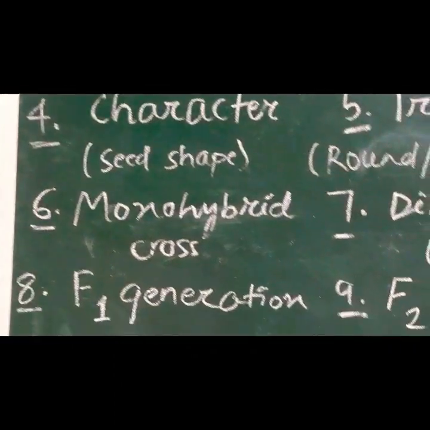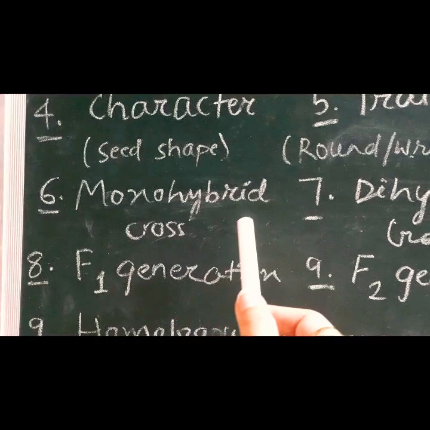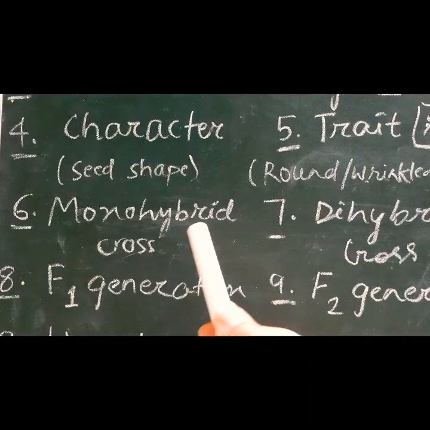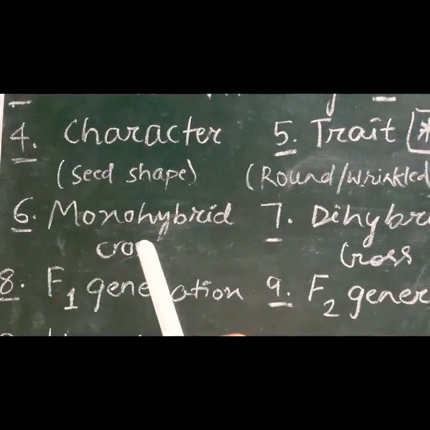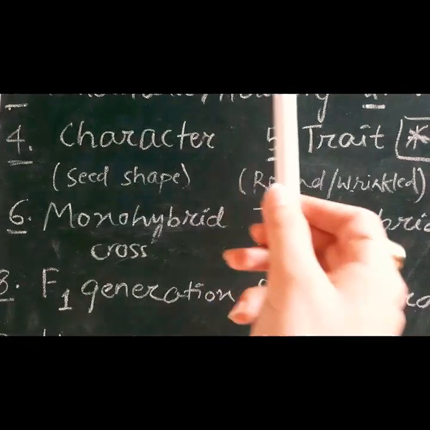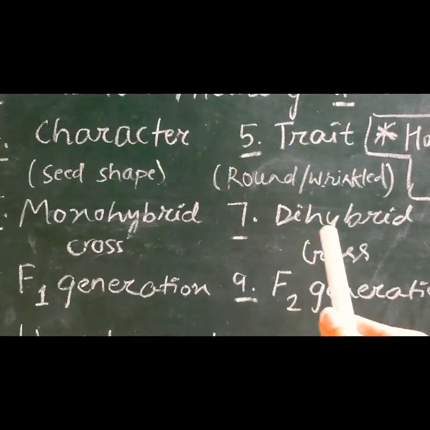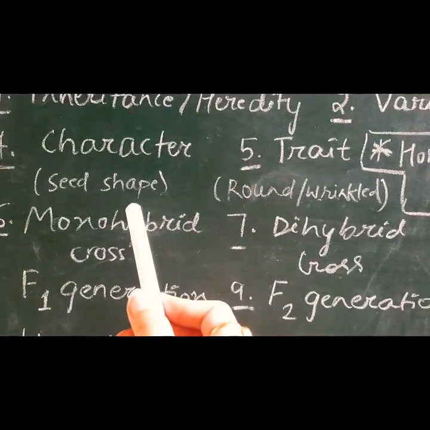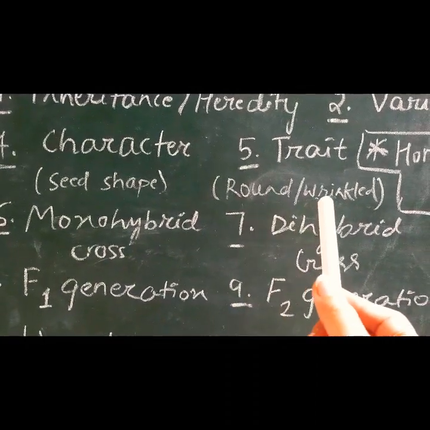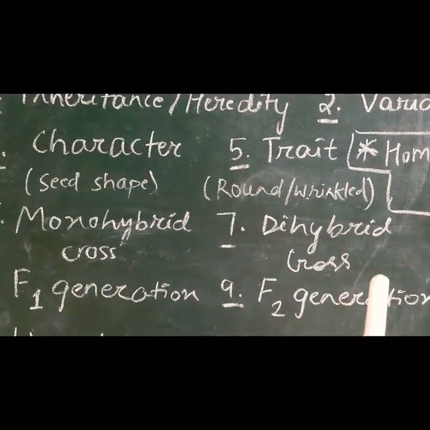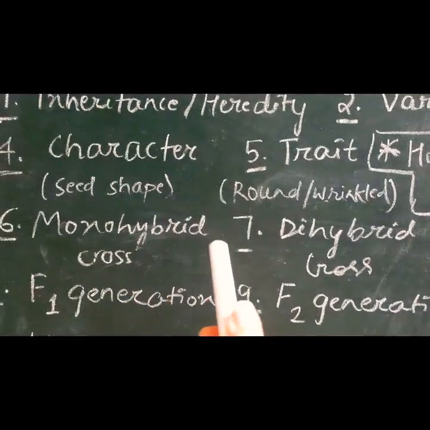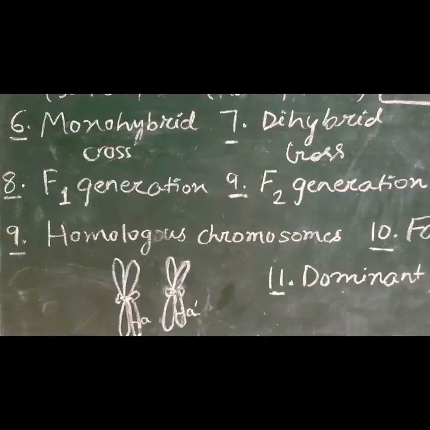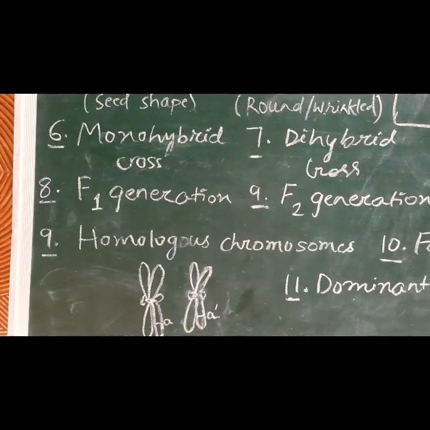Next term we have is monohybrid cross. Mono means one and hybrid means a mixture of something, or we can say that after mixing, the new thing we obtain is known as hybrid. Monohybrid cross deals with only one character, whereas dihybrid cross, di means two, deals with two characters. In monohybrid cross we take one character, the parents will be round cross wrinkled, whereas in dihybrid cross we take two characters such that seed shape and seed color, so that it could be round and yellow and wrinkled and green.